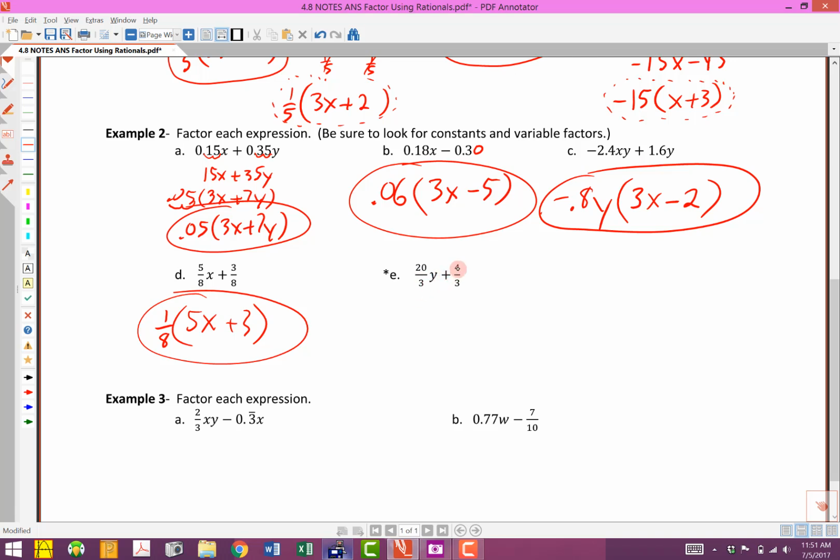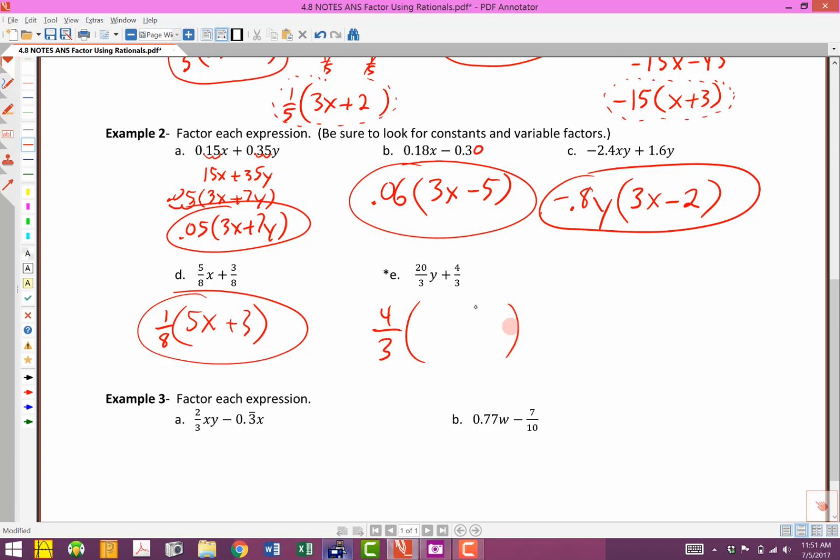20/3 y plus 4/3. Well, you can tell that we're going to take out a 3. Here we've got a 3 in the denominators, so we're going to take out a 3. But take a look at the numerators. We've got a 20 and we've got a 4. Is there anything we can take out of the numerators? So if we take, let's see, a 20 and a 4, the biggest thing we could take out would be a 4. So we're going to take out a 4/3.